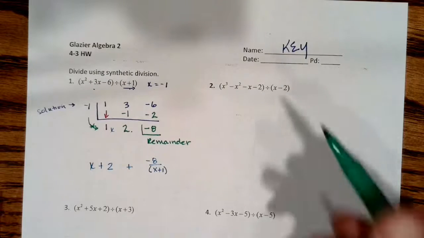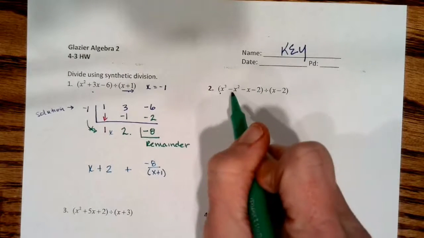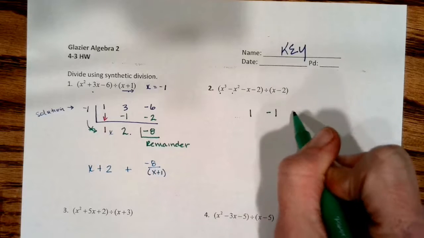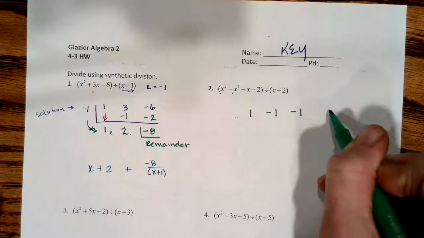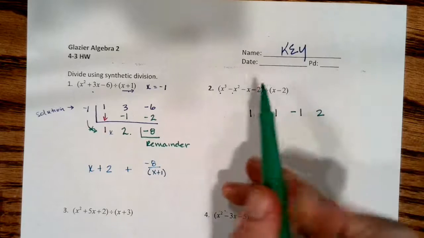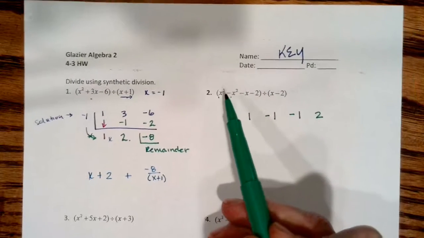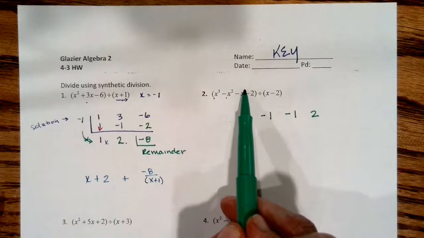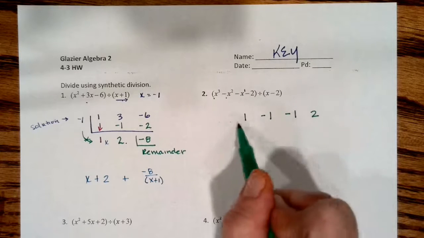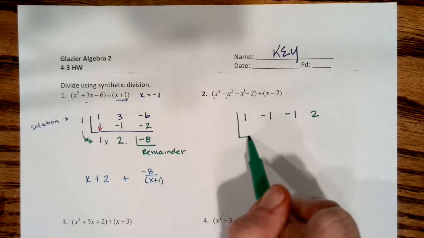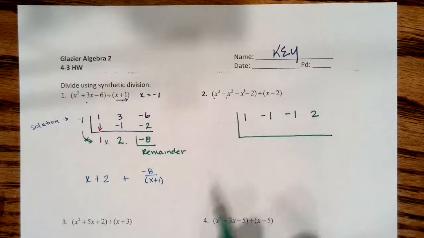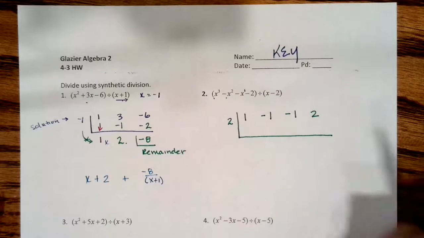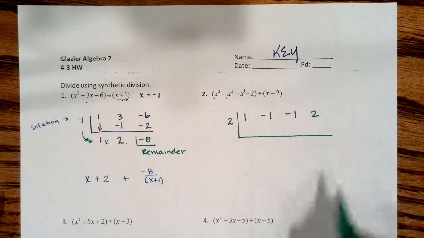Alright, next step. I'm going to list my coefficients of 1, -1, -1, and +2. I want to check my exponents: cubes, squares, linears, and constants, which is x to the 0. I'm going to draw my synthetic box, and I'm going to recognize I'm testing to see if 2 is the solution.